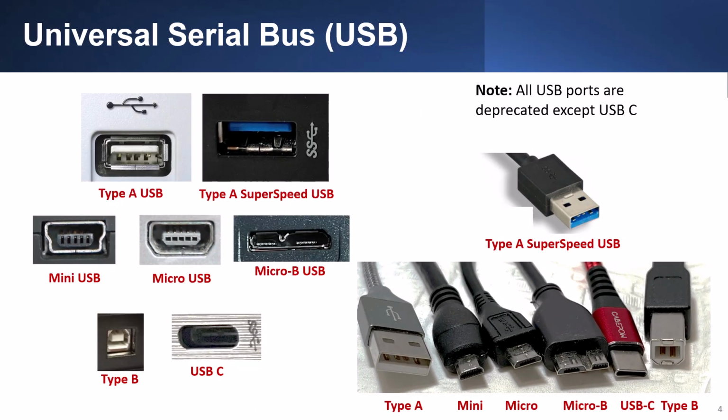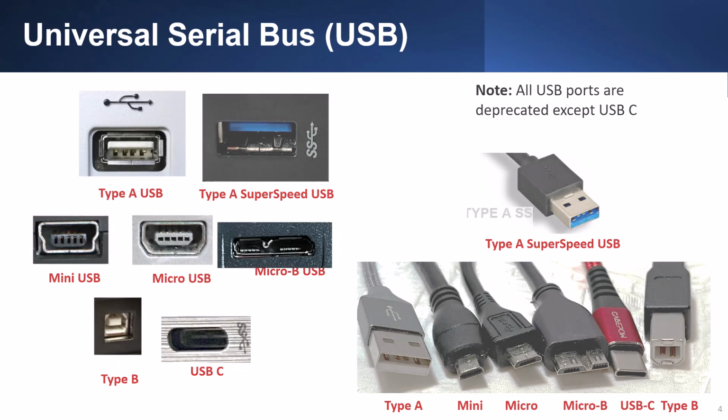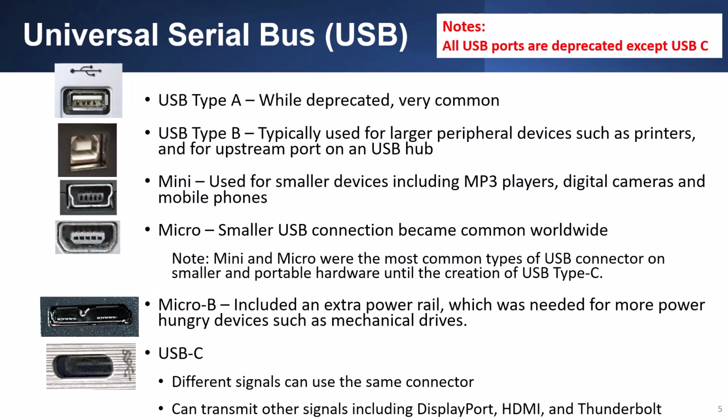This slide shows the various USB ports and the related cable connectors. The first two USB ports were USB Type A and B. Type A is very common today, although it has been deprecated. Type B was used for larger peripheral devices such as printers or an upstream port on a USB hub.